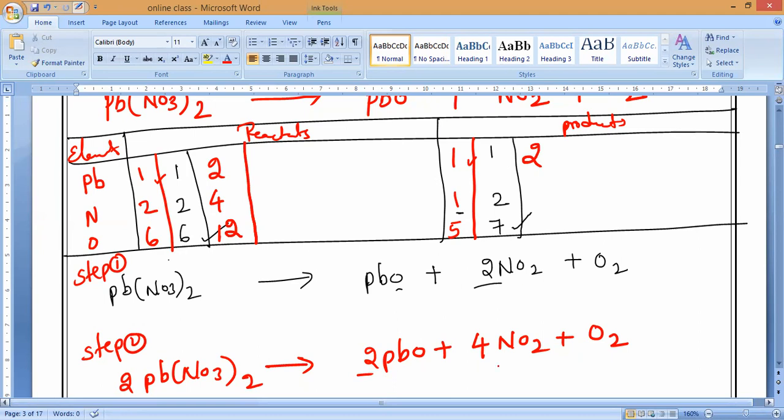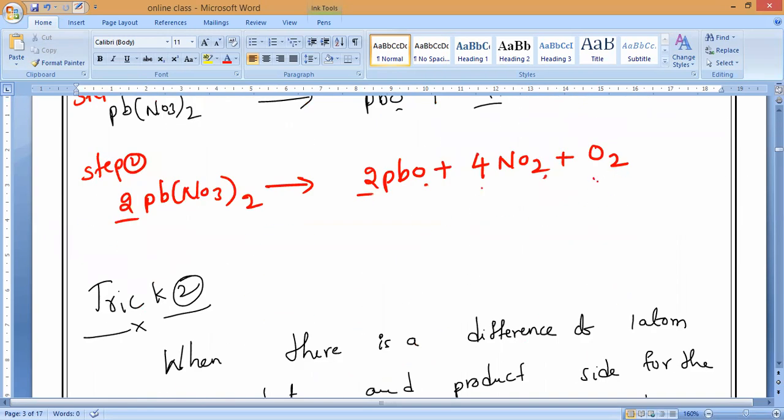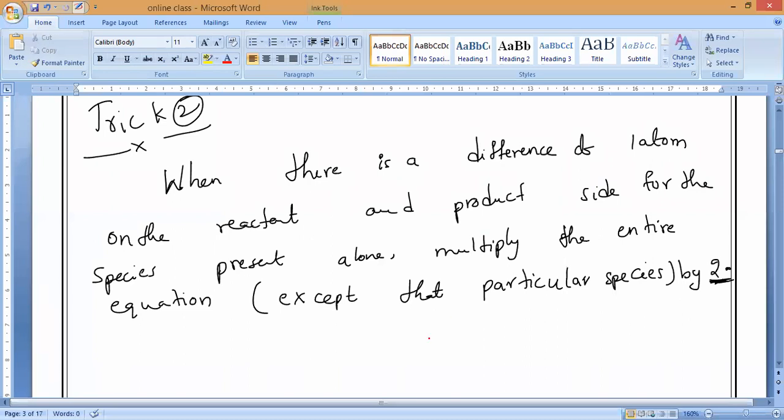Now product side, lead 2, nitrogens 4. Oxygen, check it. Here 2 and here 4 2s are 8, 8 plus 2, 10, 10 plus 2, 12. Now balanced or not? So whenever you get a difference of only one atom, multiply all the species by 2 except the species which is present alone. Understand, my friend? That is a trick too. Any doubt, guys?